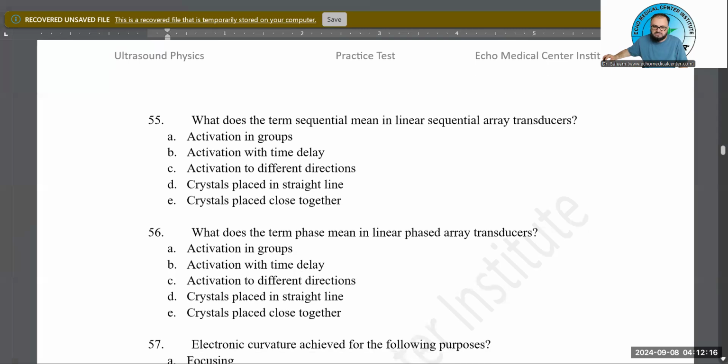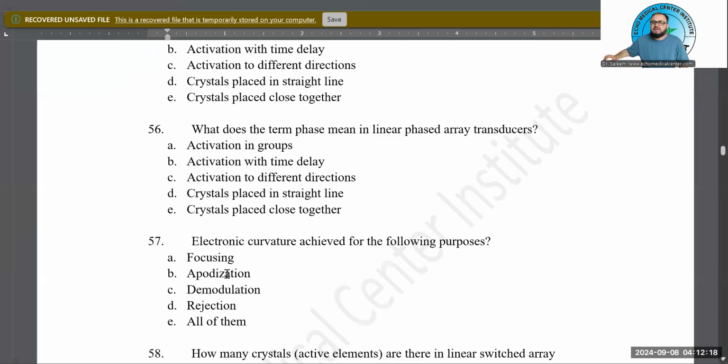Okay, next, let's do this question. Electronic curvature is achieved for the following purposes. We have electronic curvature, also an activation of the pulses or crystals. What is the purpose of that electronic curvature? What benefit do we achieve with that? Do we achieve focusing? Apodization? Demodulation? Rejection? Or all of the above?